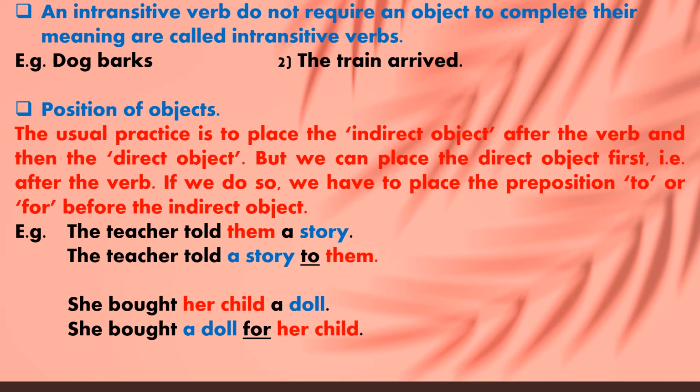Next example: she bought her child a doll. Again, her child is indirect and doll is direct. Let us change the position: she bought a doll for her child. Now one thing you have to remember, children, is to use for or to, whichever is suitable according to the sentence. Read the sentence and apply whichever one is suitable.